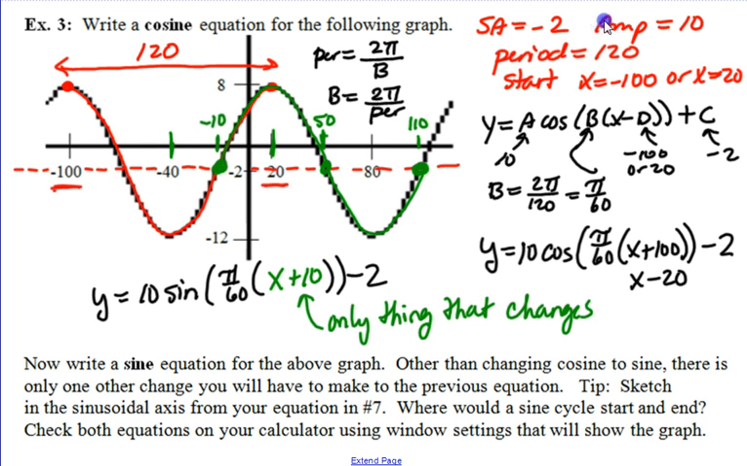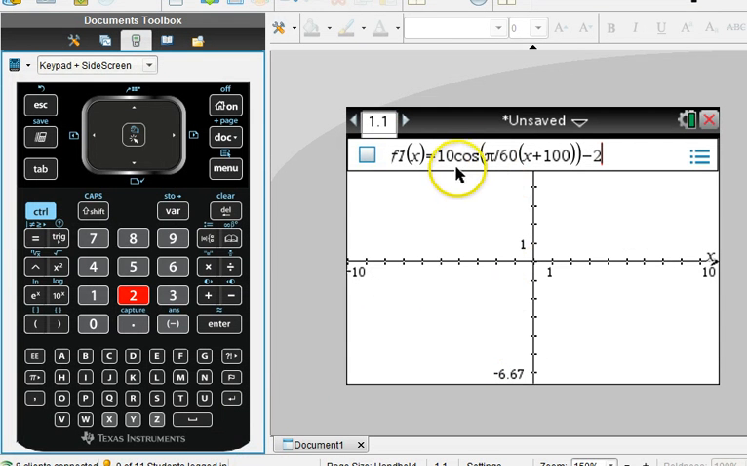Now I want to stop for a moment and let's graph these just to show you that there are 3 different ways we wrote this equation and they're all the same equation. Okay, I want to point out that I've already typed in the equation. Notice the use of parentheses. This is very important. The x minus 60, the pi over 60 is inside the cosine function inside parentheses, and within that parentheses is another set of parentheses for the x plus 100. If you are not careful with your parentheses, you will not get the correct graph.